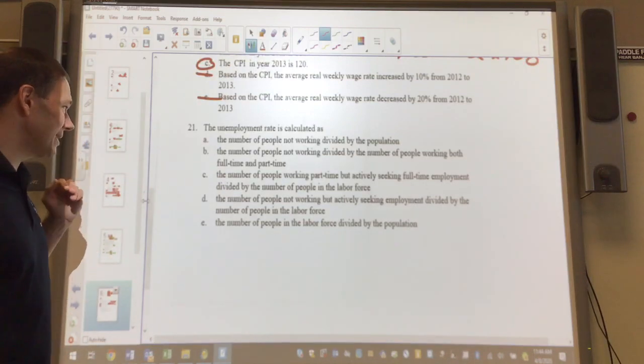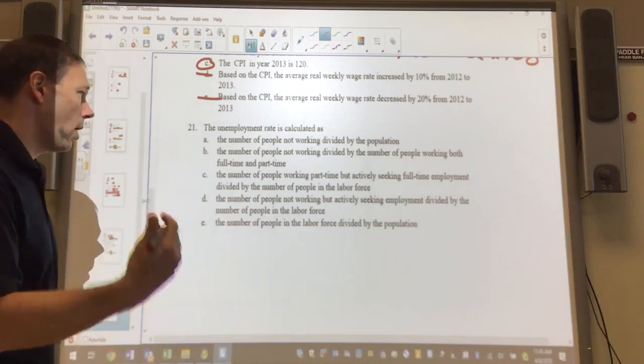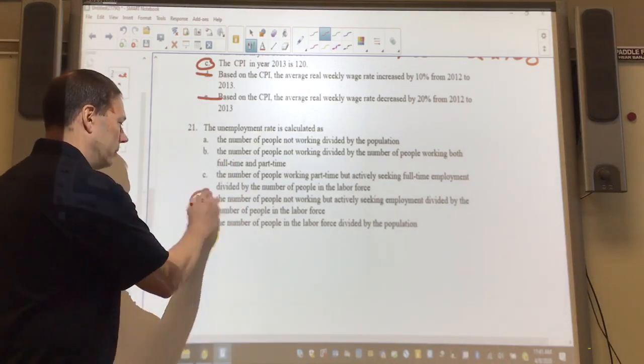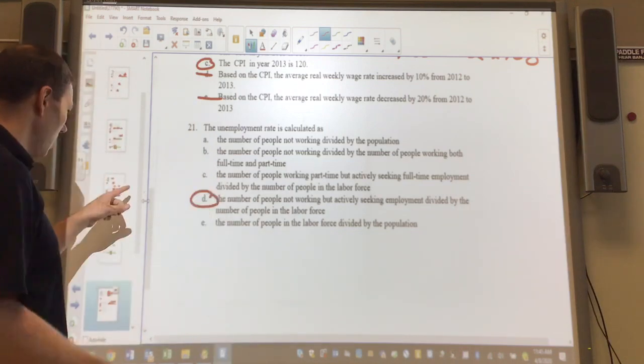21, the unemployment rate is calculated as, again, the number of people not working but who want a job divided by the number of people in the labor force. So it's kind of a definition thing, but letter D is the best answer there. And again, we've seen numbers with that.